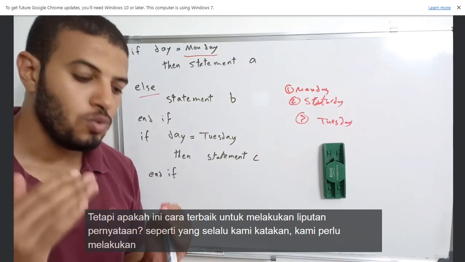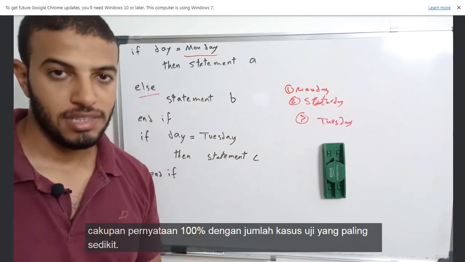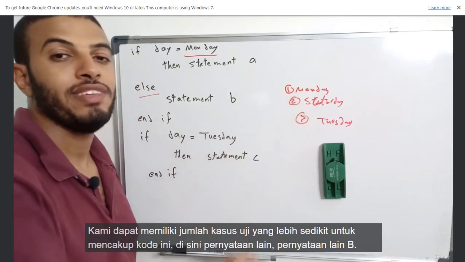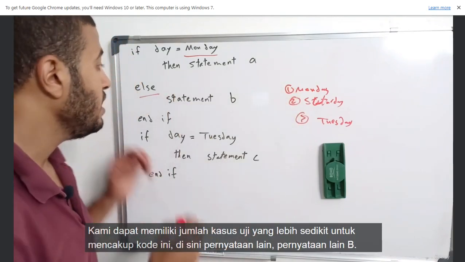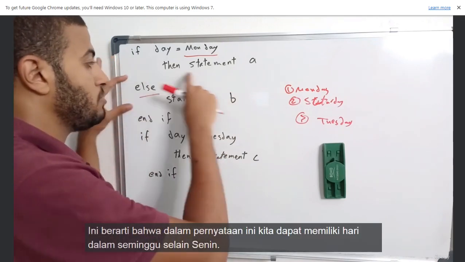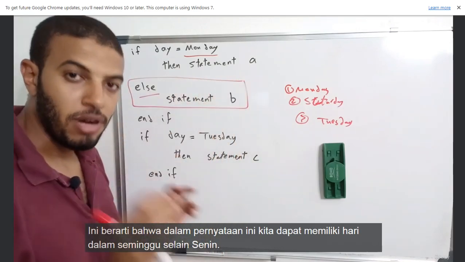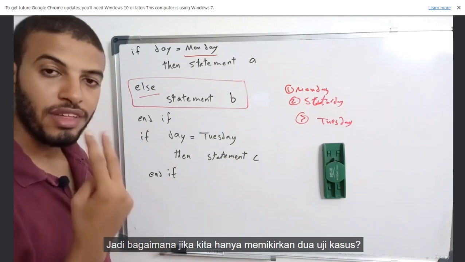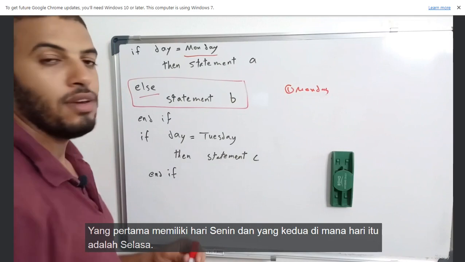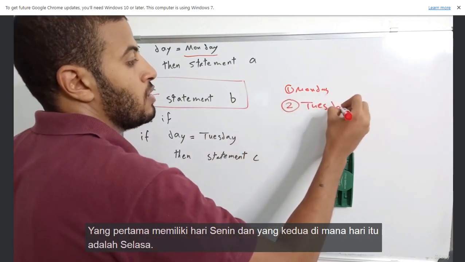Like we always say, we need to perform 100% statement coverage with the least number of test cases. So here the answer is no. We can have a smaller number of test cases to cover this code. Here the else statement B means that we can have any day of the week other than Monday. So what if we think of only 2 test cases? The first has the day of Monday and the second in which the day is Tuesday.